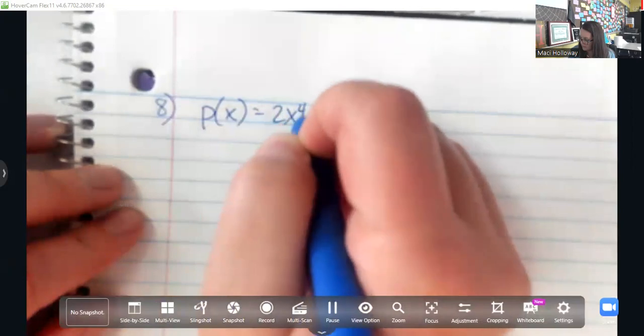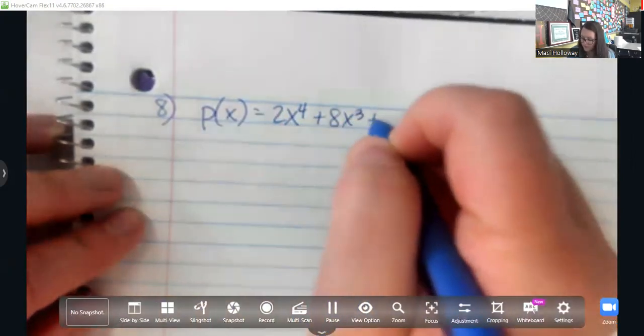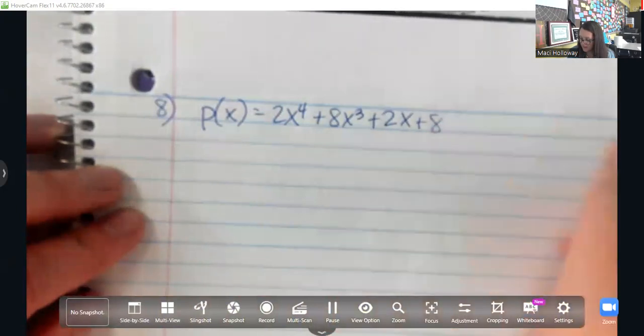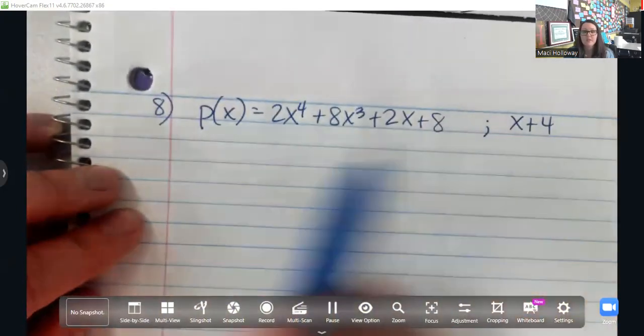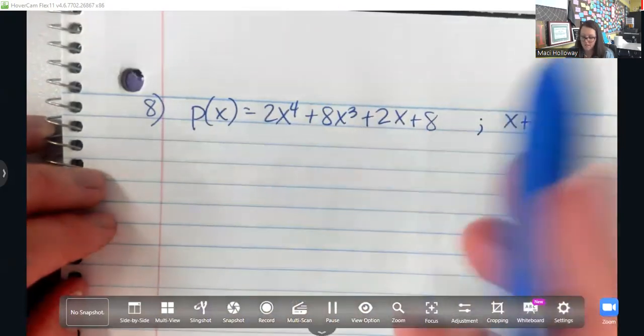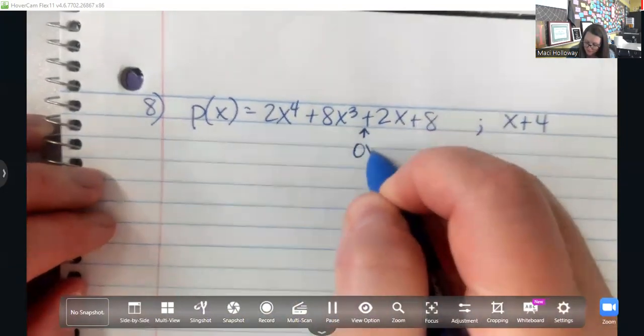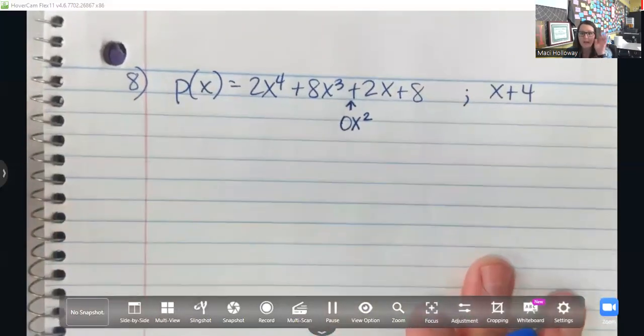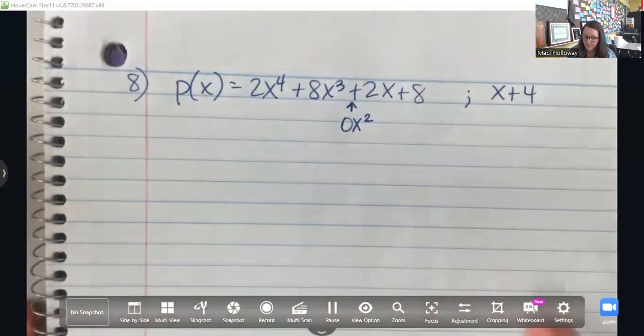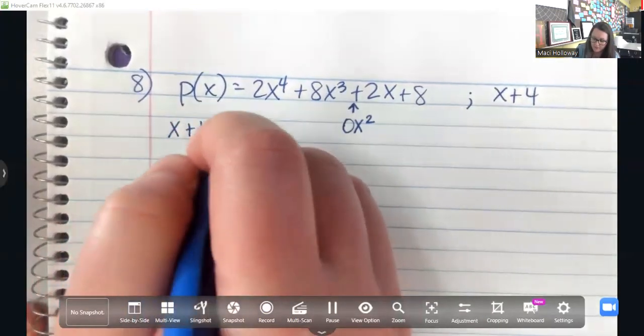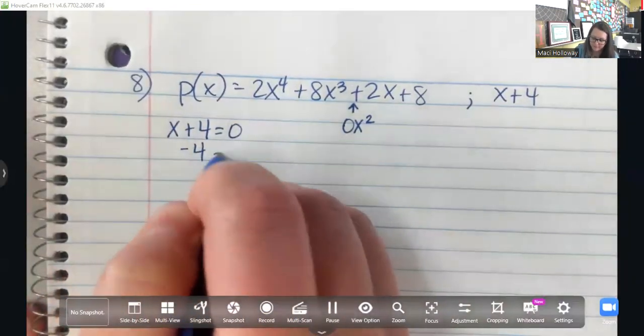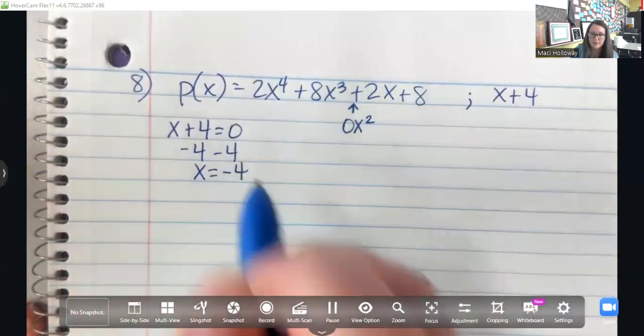All right, so let's do one more here. I want to do number 8, using this synthetic division. So I need to be really mindful this time. P of x equals 2x to the 4th plus 8x cubed plus 2x plus 8, and then we have x plus 4. So I'm only going to use the coefficients. Notice that I'm still missing an x squared, so I need to make sure that I account for that x squared, that I have them all in order. And then I need to use the solution to this x value here. So it's -4. So it's the flip-flopped.